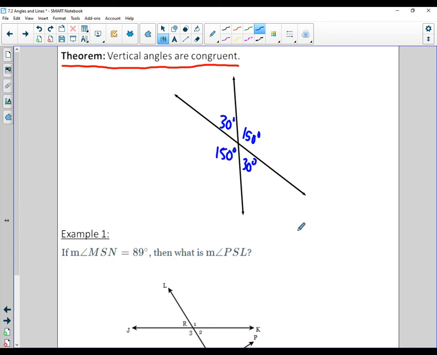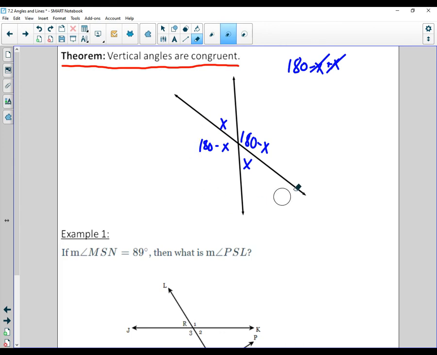And so that's going to work out with any two lines you intersect. That's why vertical angles are always congruent, because we can generalize that to, if this is x degrees, well then this has to be 180 minus x degrees, right? Because added together, 180 minus x plus x, they have to equal 180, right? And so that means this one's going to be x, and this one again is going to be 180 minus x. So that's general. It'll work for any angles. All right, that's why it's true.